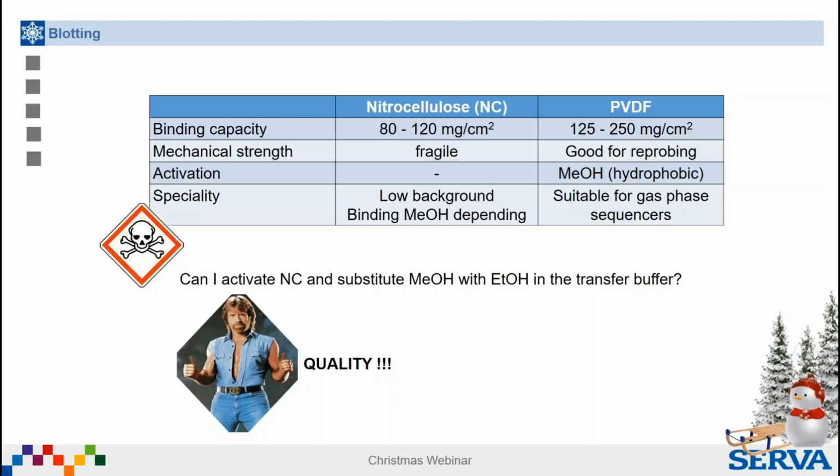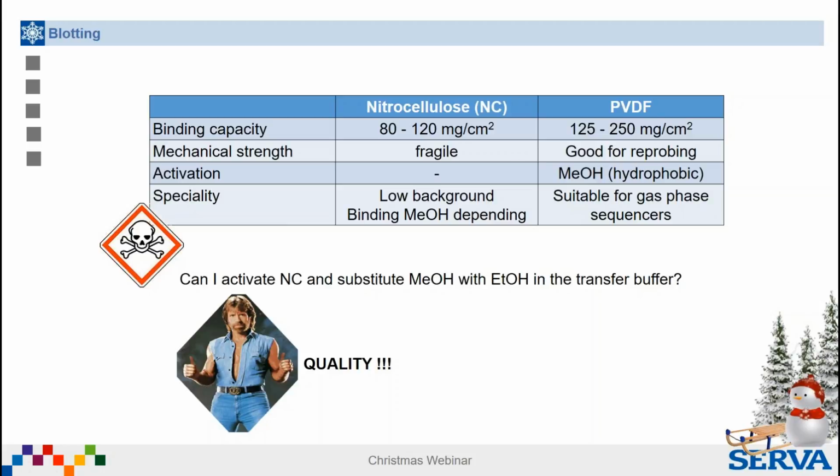So many labs say, oh no, I don't want to go toxic anymore. So isn't it possible to use ethanol? So I have to be sorry. Can I activate, of course, PVDF? So this is a typing error of myself. Or substitute my methanol in my transfer buffer with ethanol? Yes, you can. That is why this Chuck Norris type here is putting up a thumb into the air.